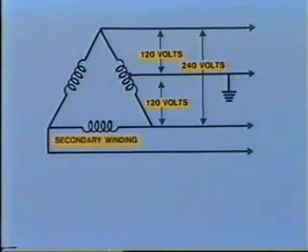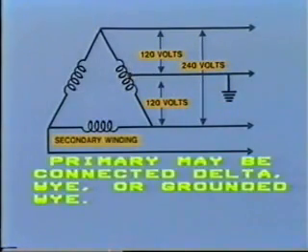As with the normal delta secondary, the primary windings are quite independent and may be connected in either delta, Y, or grounded Y.